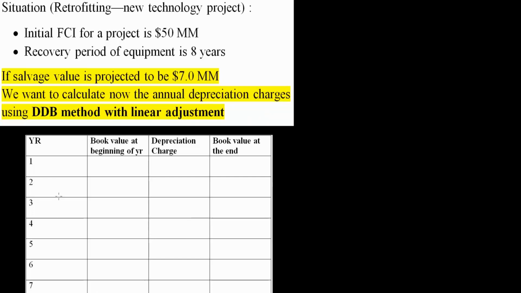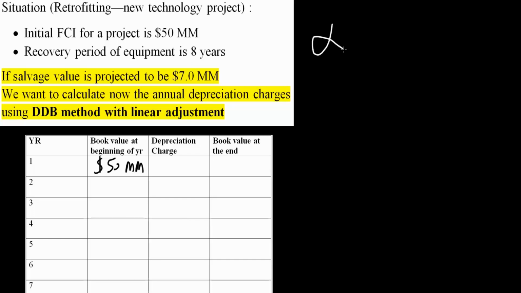So very much like double declining method, we have a table. We have year, we have book value at the beginning of the year, we have depreciation charge, and we have book value at the end of the year. And so it says here the initial FCI for a project is $50 million. So the book value at the beginning of year one will be $50 million.